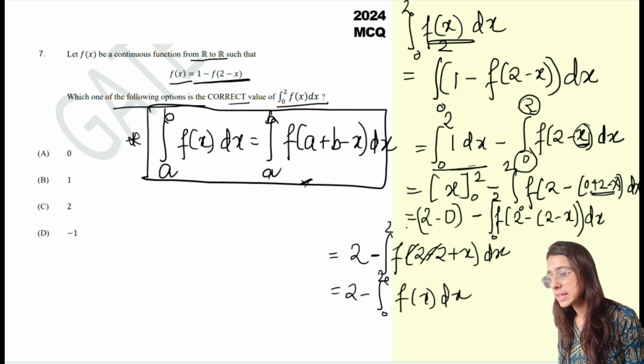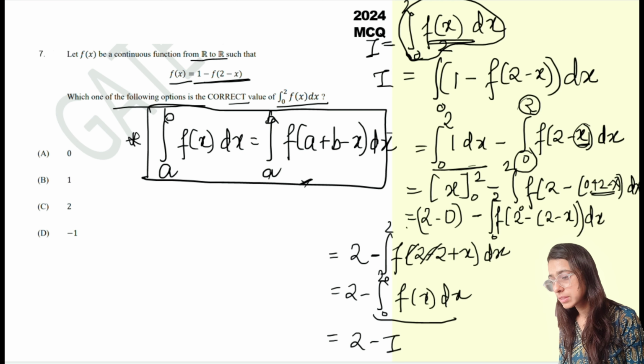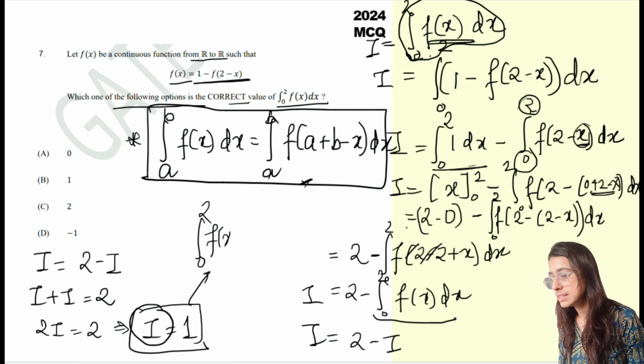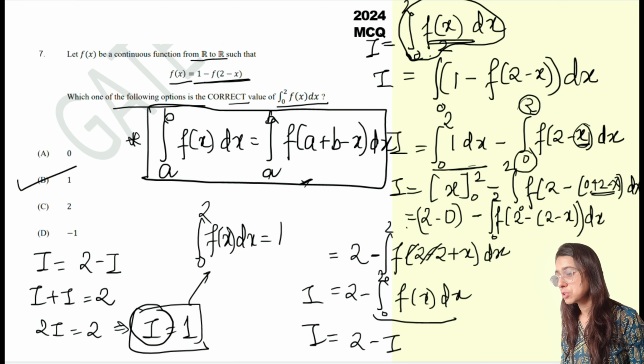Now let us assume that this integration is I. Therefore this will also become I. So we will get 2 minus I. तो अगर आप देखिए तो left hand side is I and right hand side is 2 minus I. So we will get I is equal to 2 minus I. So we will get I plus I is 2. That is 2I is equal to 2, which implies I, the integration, is 1. So we get that this integration is 1, which is option B. So option B is our correct answer.